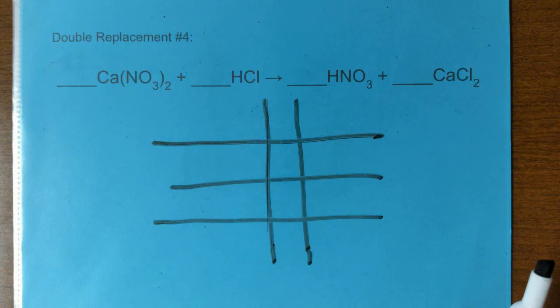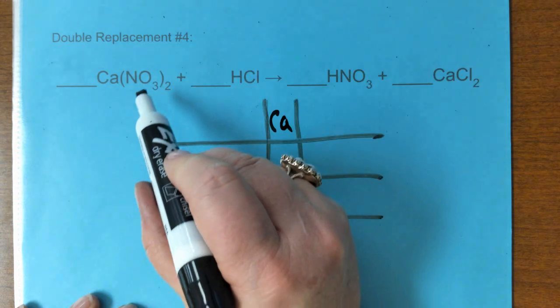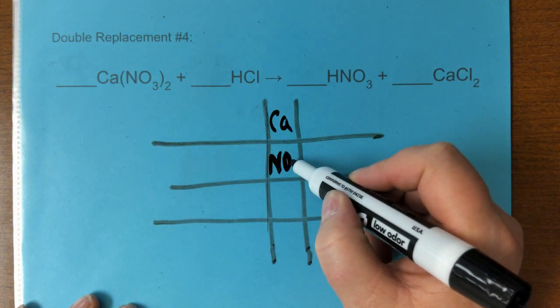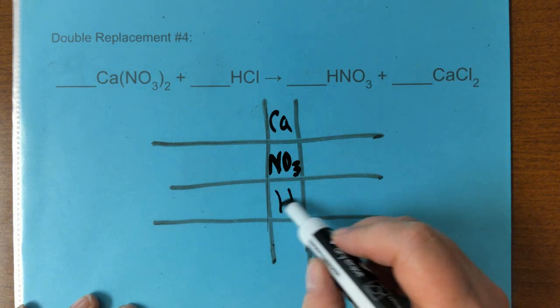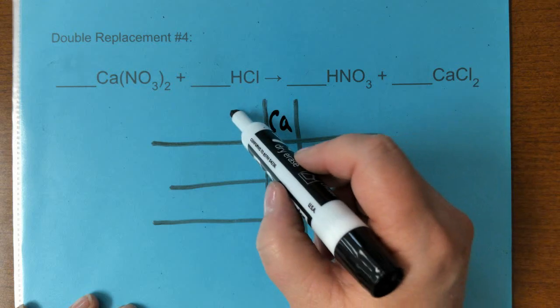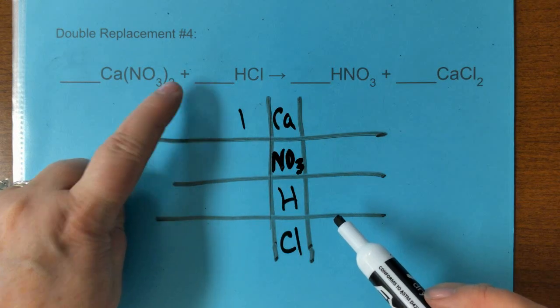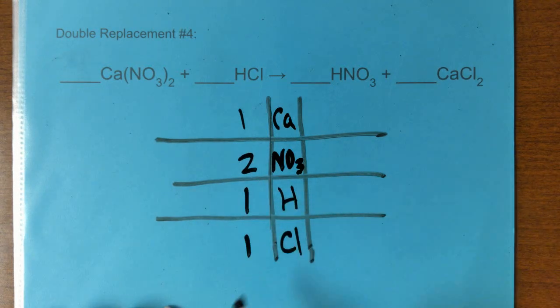We're going to do the same thing here with nitrate, but it's not just H and O, it's 3 O's. So I'm going to keep calcium together. I'm going to keep everything inside the parentheses together. So I've got NO3. I'm going to keep that whole ion together, hydrogen and chlorine. I've got 1 calcium, but I've got 2 nitrates. It's in parentheses, and there's a 2 outside the parentheses, 1 and 1.